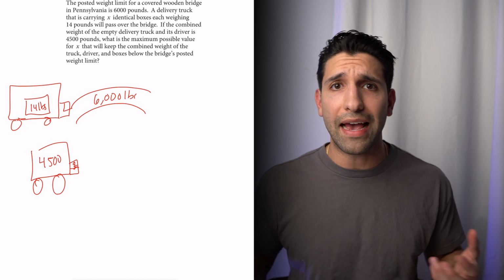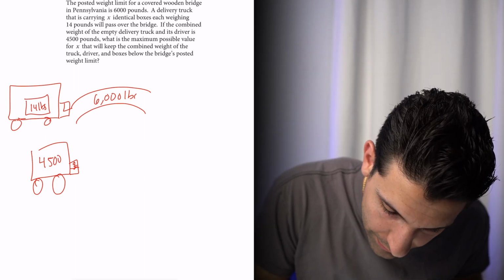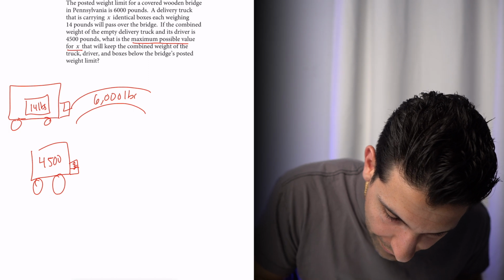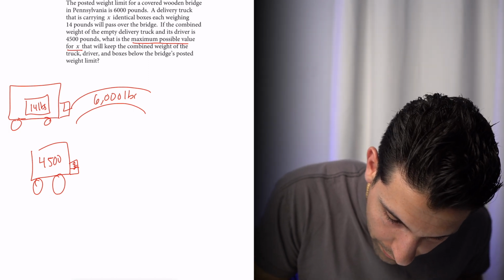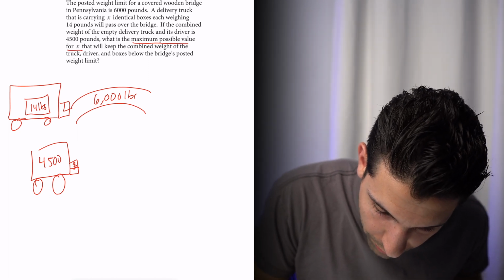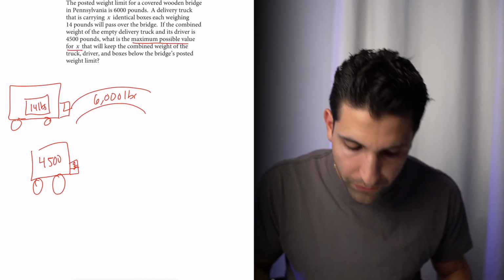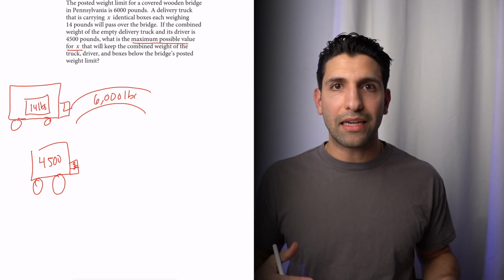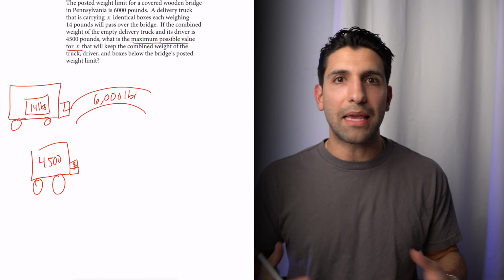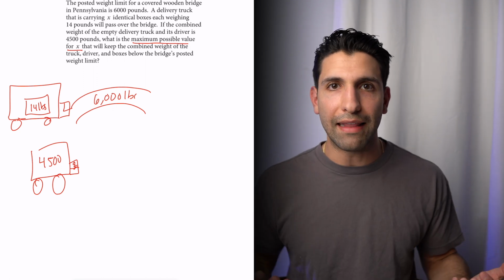So let's see what the question's even asking me again. It's asking what is the maximum possible value for X that will keep the combined weight of the truck, driver, and boxes below the bridge's posted weight limit. So essentially it's asking me what is X? Well, it's asking me how many boxes can be in the truck so that the bridge doesn't collapse.